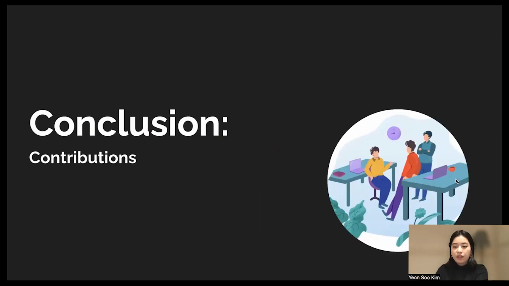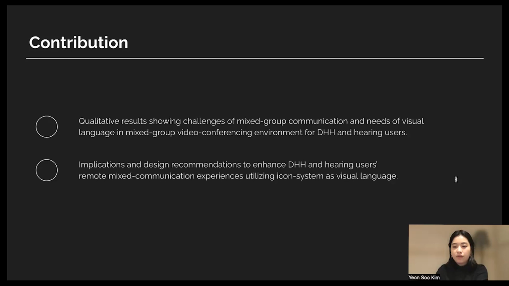Lastly, conclusions with contributions. Finally, contributions of this paper are qualitative results showing challenges of mixed group communication and needs of visual language in mixed group video conferencing environment for DHH and Herein users, and implications and design recommendations to enhance DHH and Herein users' remote mixed communication experiences utilizing icon system as visual language. This paper contributes to the domains of human-computer interaction and accessibility by offering novel insights into the experience of mixed group video-mediated communication between DHH and Herein individuals.